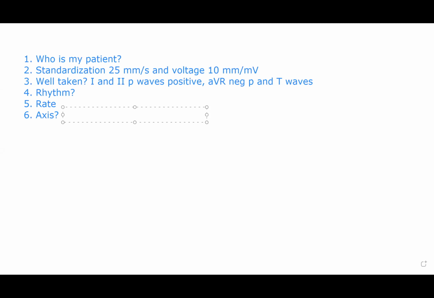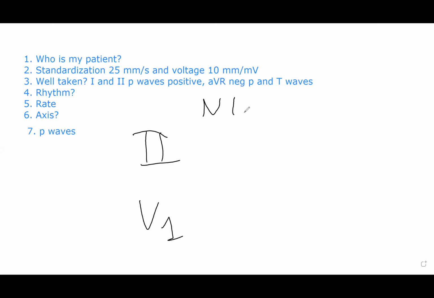going to the waves. So the P waves, there are two things that you're going to look at. You're going to look at two leads: lead 2 and lead V1. So in a normal, or at least sinus, P wave, the P wave would be completely positive in lead 2, and meanwhile it's going to be biphasic in V1.